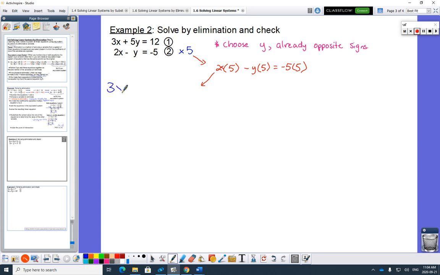So number 1, we don't do anything. 2x times 5 is 10x. Negative y times 5 is negative 5y. Negative 5 times 5 is negative 25. Yes.